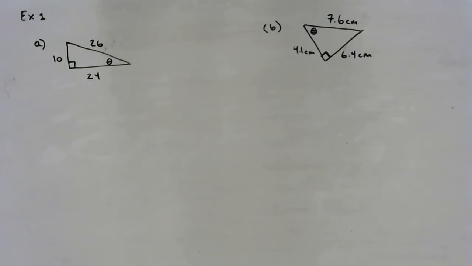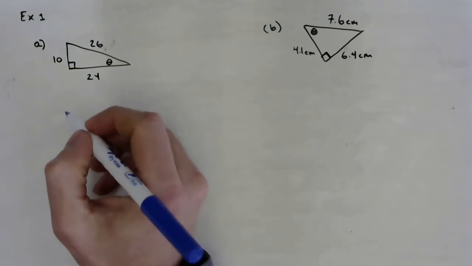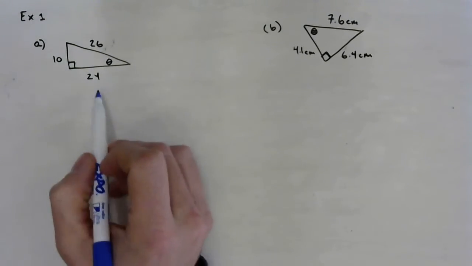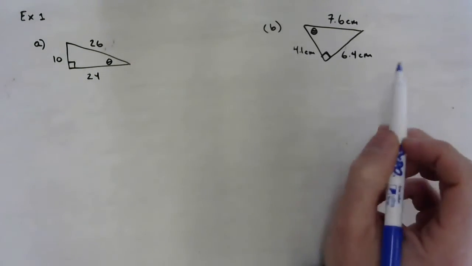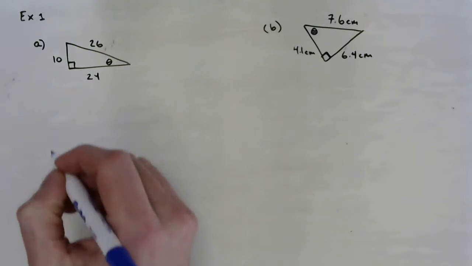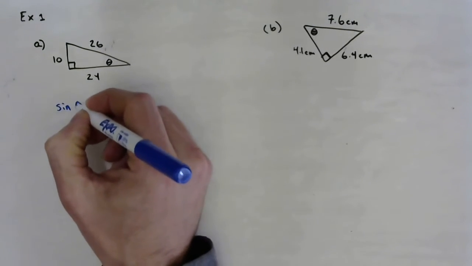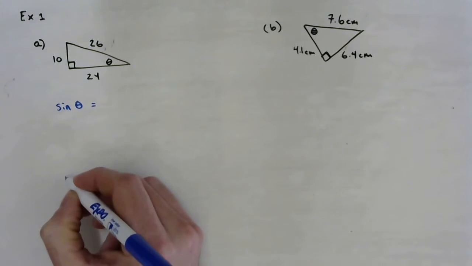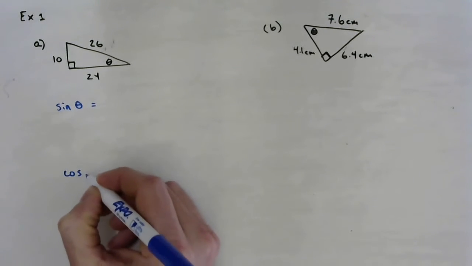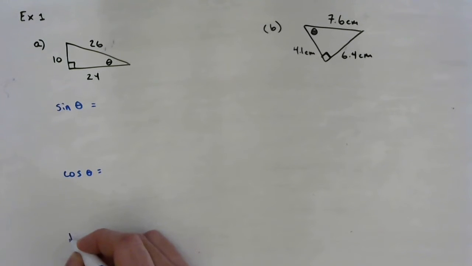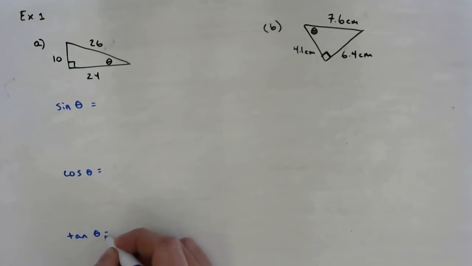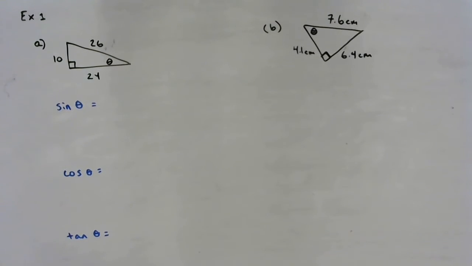Okay, so we have example 1. We're going to use the skills that we just took notes on. We're going to find the primary trigonometric ratios, okay? It's given us the 3 side lengths in each of them, and we're going to be developing the trigonometric ratios. So we're going to be finding sine of theta, cosine of theta, and the tangent of theta, okay?